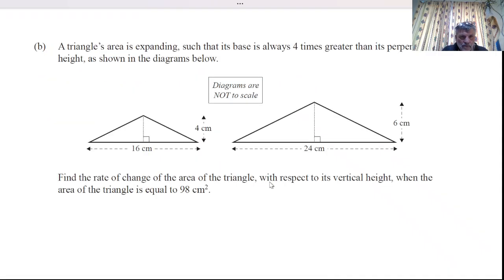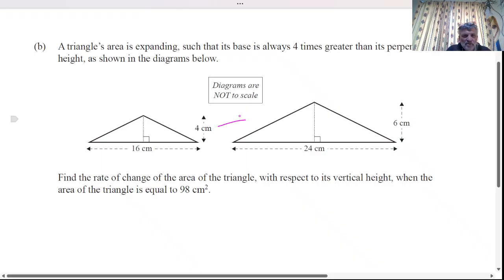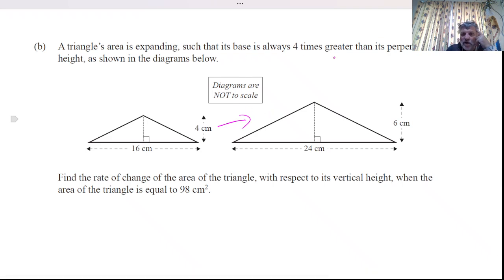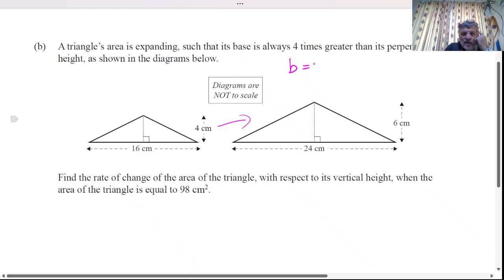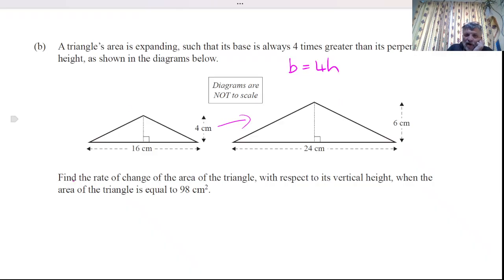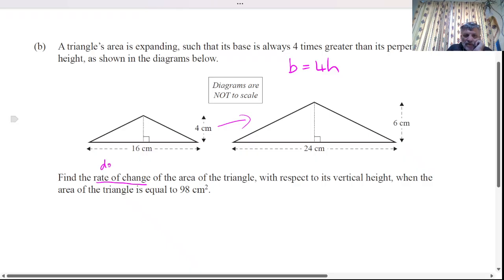B, we've got a triangle that's expanding, so something's making us go from here to here, such that the base is always 4 times greater than its perpendicular height. So if we call the base b, that tells us the base is 4h, as shown in the diagram. Find the rate of change of the area of the triangle with respect to its vertical height. That's a derivative. Rate of change, that's a derivative.